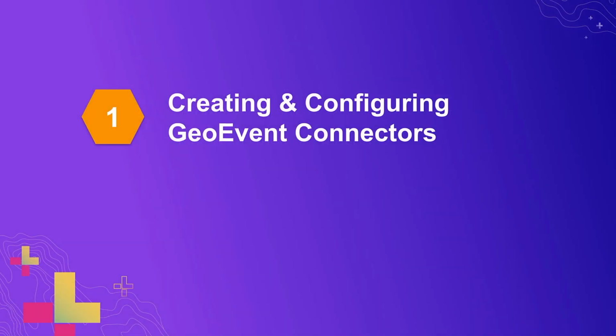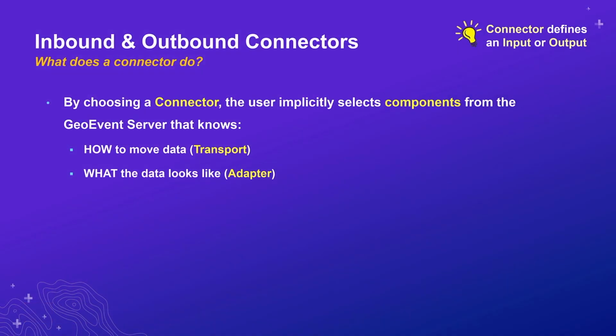Okay, so the first thing we're going to talk about is configuring connectors, which can be done without any custom coding. Functionally, when a user selects an input or an output, he implicitly selects the component inside the GeoEvent server that knows how to receive and send data. We call that component the transport. And the component that knows what the data looks like, which we call the adapter. The adapter can convert raw data to and from GeoEvents. The connector is a unique combination of one transport and one adapter.